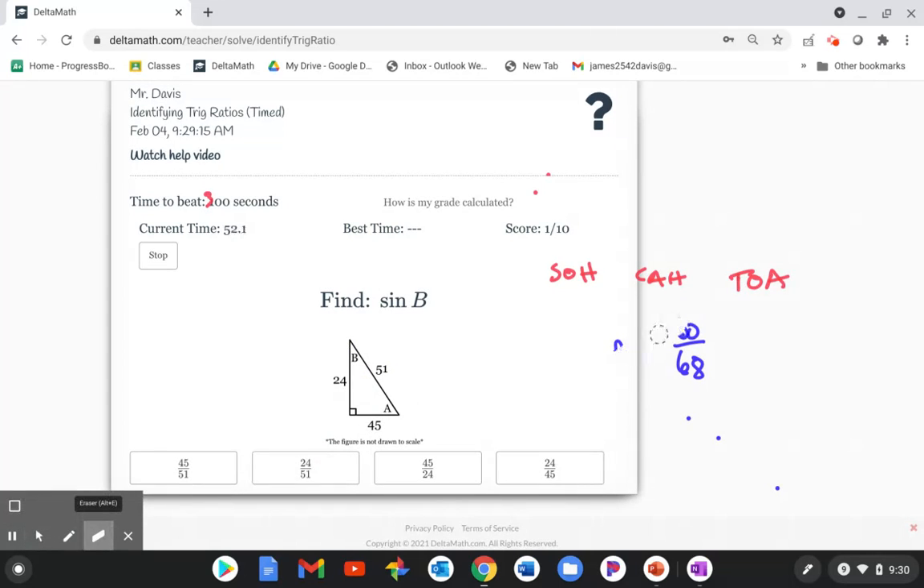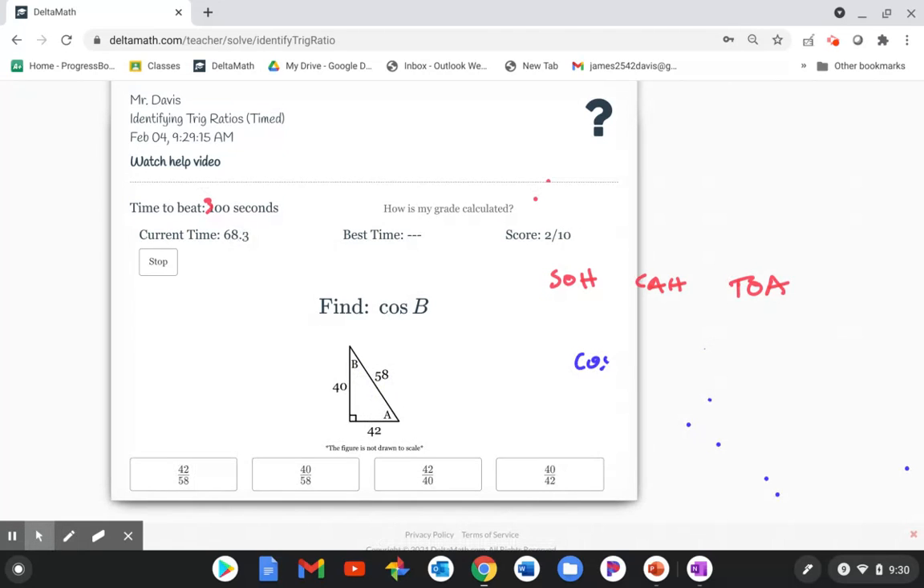Okay, the next one, we're asked to find the sine of angle B. So just look over here. Sine is opposite over hypotenuse. So opposite of B is 45. Hypotenuse is always opposite the right angle there, so 51. It's 45 over 51. Okay, the next one, cosine of B. Adjacent over hypotenuse, so 40, this would be adjacent. Hypotenuse is 58. Adjacent over hypotenuse, so 40 over 58.